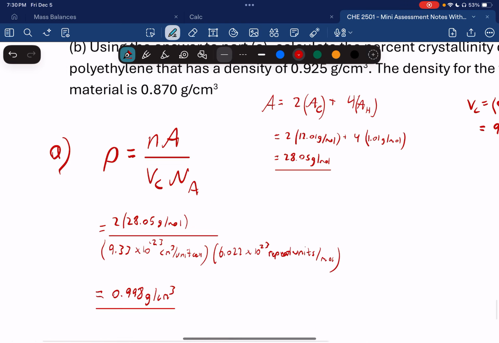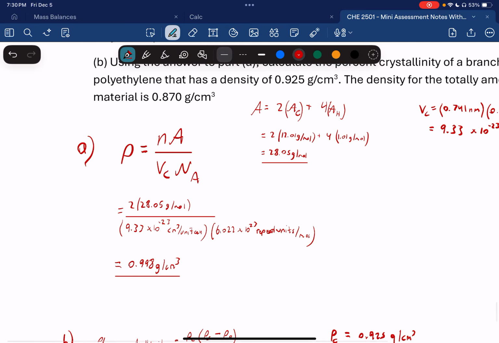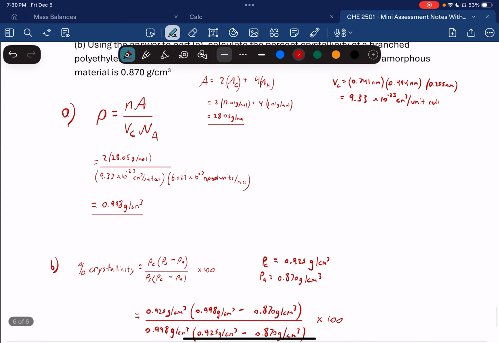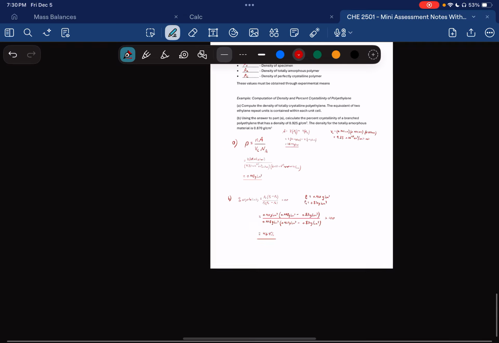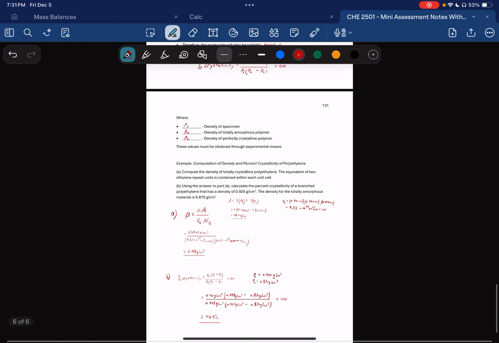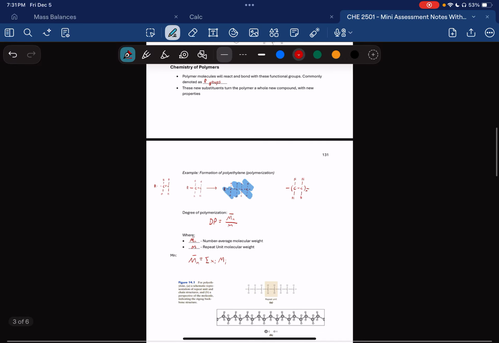So that's just a small example of using some old facts we knew, this equation here from our general knowledge of unit cells from the metal chapters we focused on, and then applying it to percent crystallinity of this new chapter here. So that's all about polymers and their structure and their chemistry.